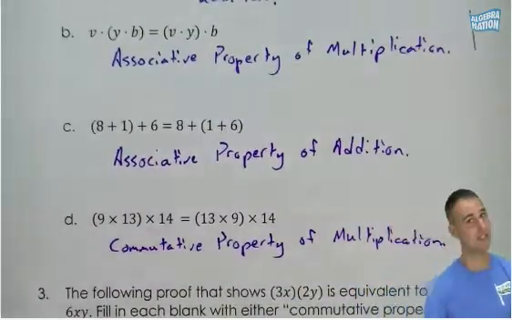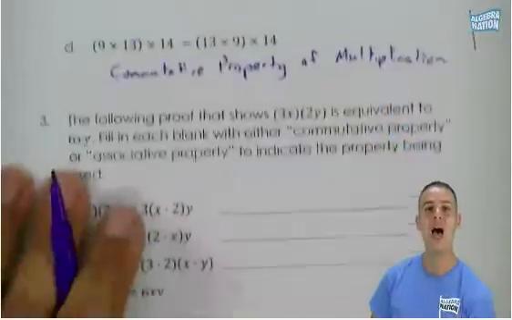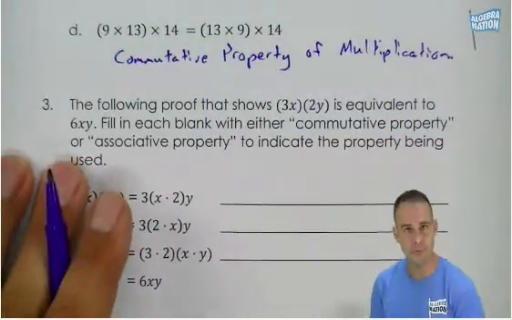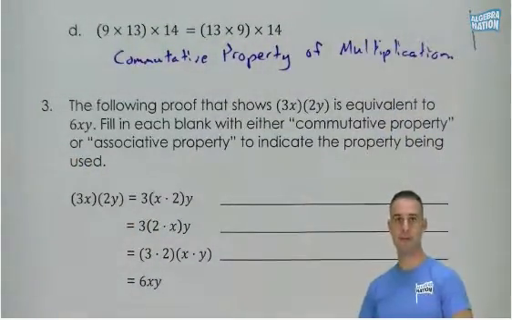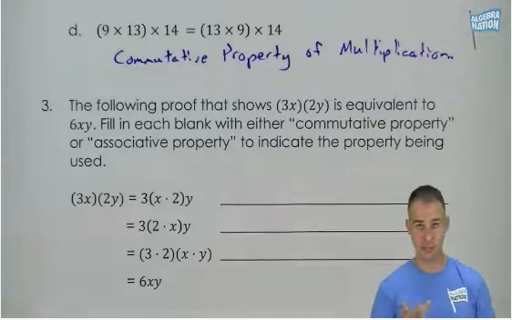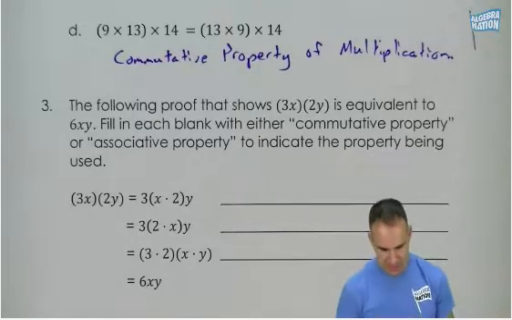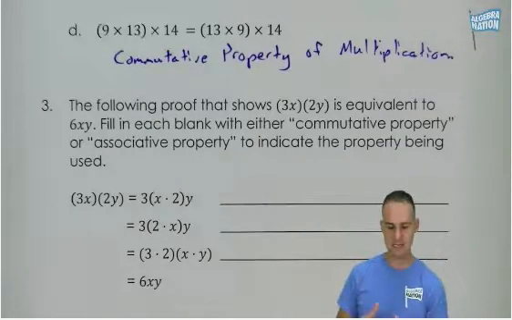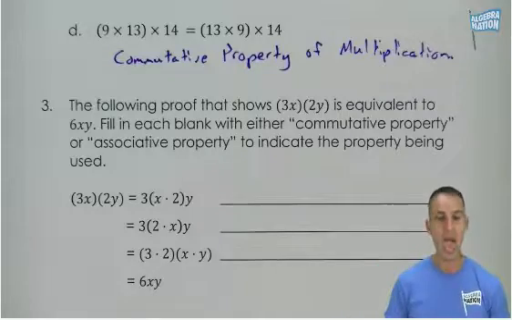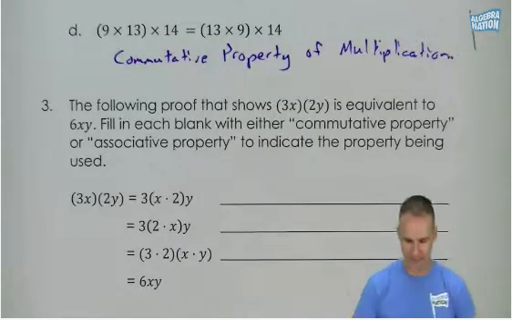So now the question is, did you try number 3? Did you? Let's do it. The following proof shows 3x times 2y is equivalent to 6xy. So it's going to show this, okay? We're going to fill in each blank with either commutative property or associative property to indicate the property being used. And we're also going to say, is it of multiplication or of addition? So let's do all that, okay?